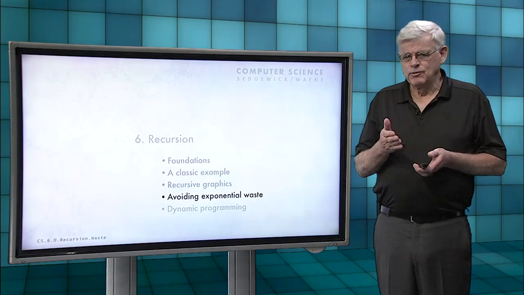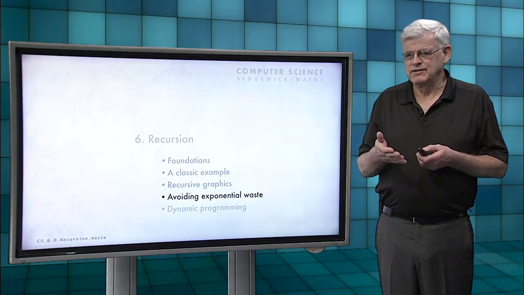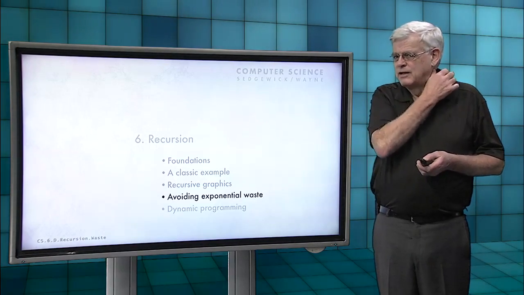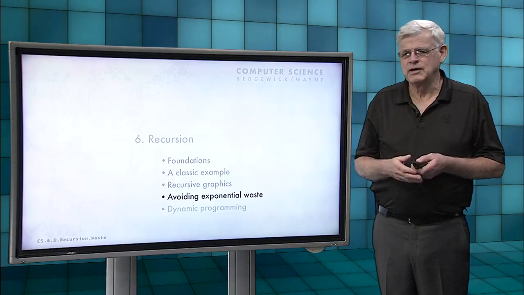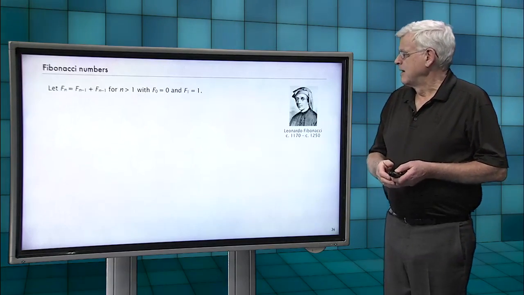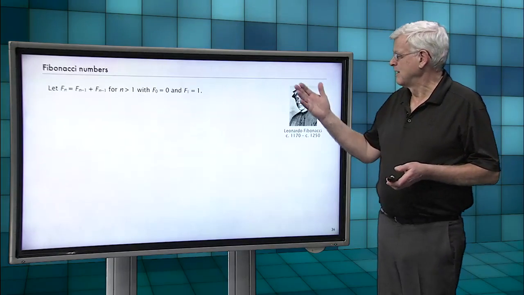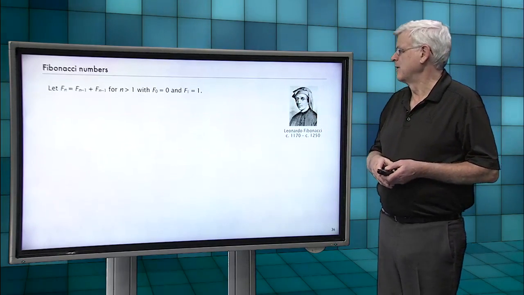Now we're going to look at a performance pitfall with recursion that's often ignored, but is very important. And it'll also lead us to another important programming scheme. Let's start with the Fibonacci numbers. We've used it as an example before, and you're certainly familiar with it.